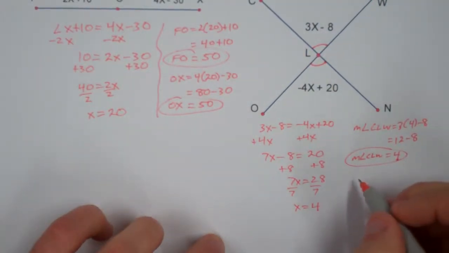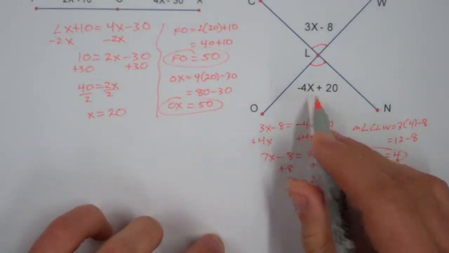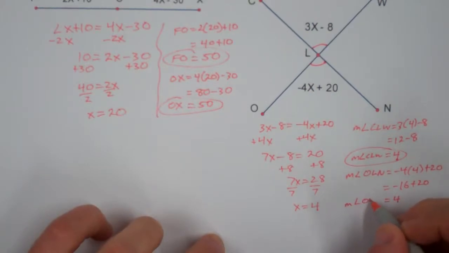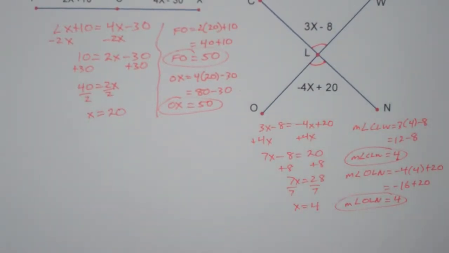Remember, that's what the instructions asked us to do. We should check out the measure of angle OLN to make sure we did this correctly. So that's negative 4 times x, which we think is 4, plus 20. Negative 16 plus 20. And the measure of angle OLN is just 4. So it's good. They're both the same, and we're asked to find the measures of those angles.